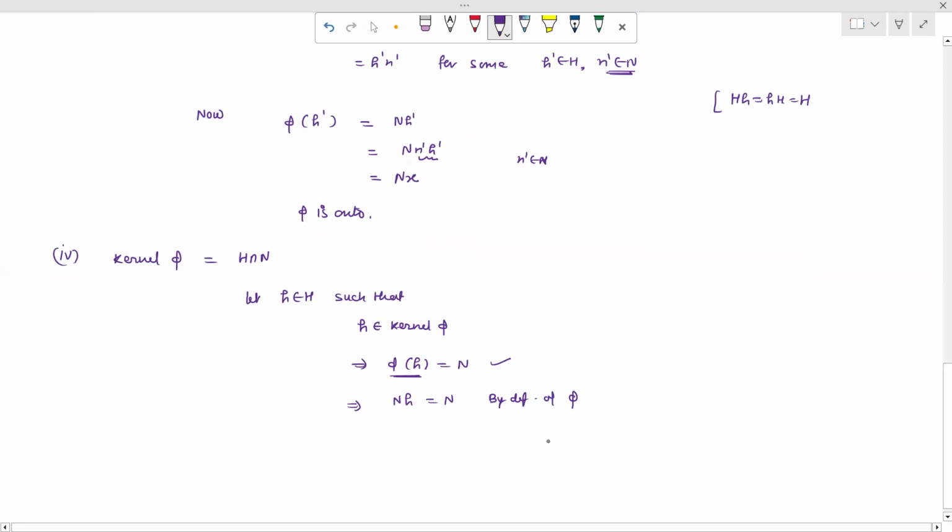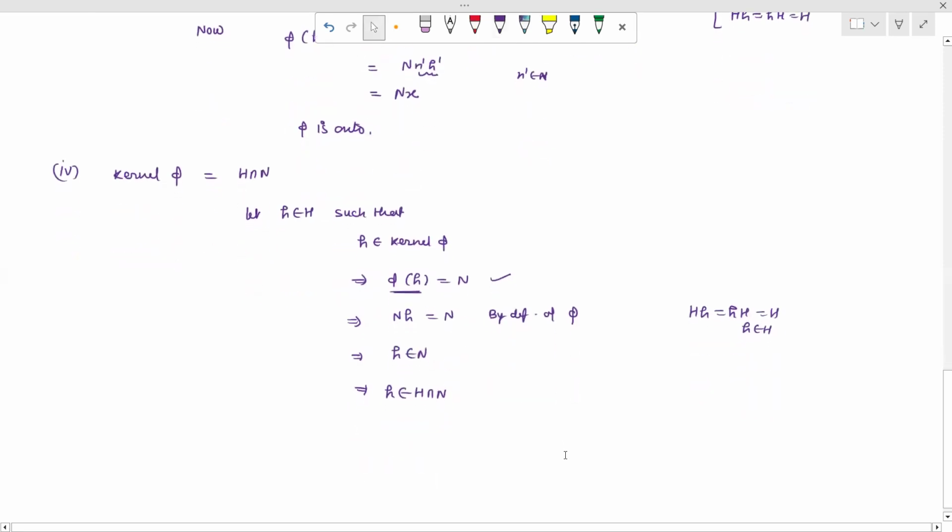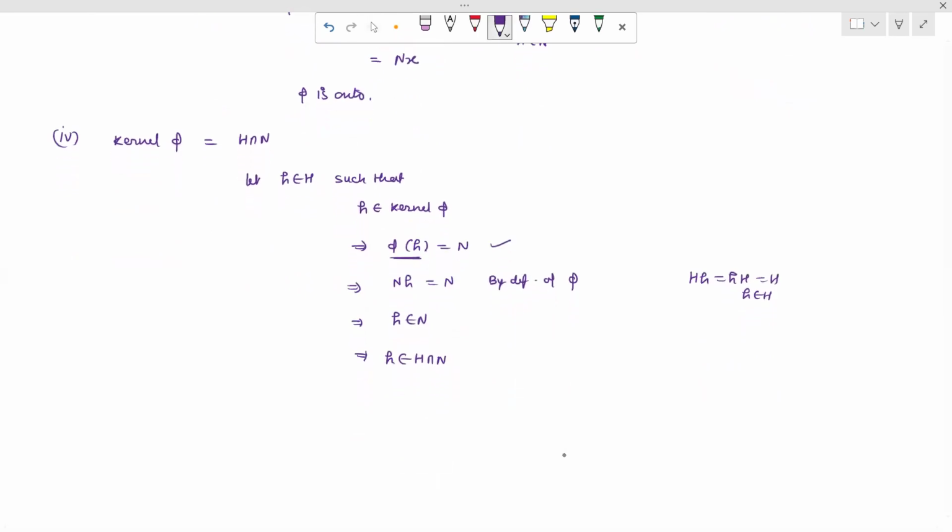So here N h is equal to N. Here we again use the same definition. This small h belongs to H, and here N h equal to N, so this h belongs to N. So we can write h belongs to N. So h also belongs to H intersection N, since h belongs to H and h belongs to N. So we can say that kernel phi is a subset of H intersection N. This is our equation number 1.